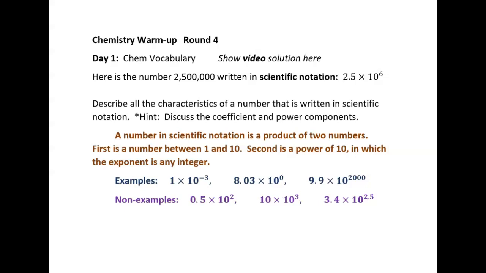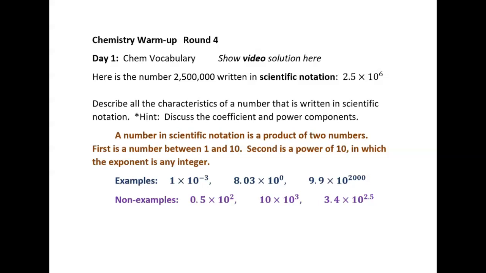Here is the answer for the day one bell work. Here is the number 2,500,000 written in scientific notation: 2.5 times 10 to the sixth power. Describe the characteristics of a number that is written in scientific notation.